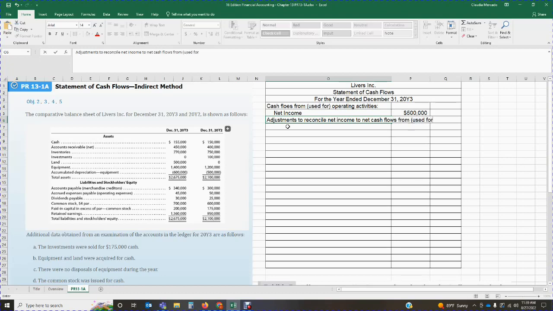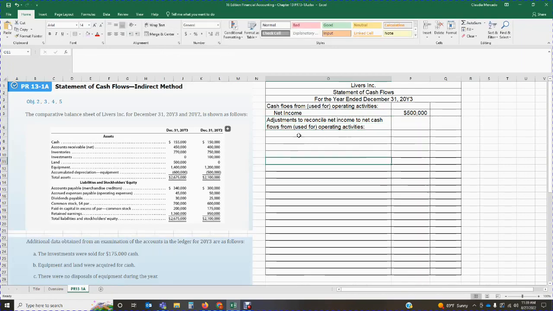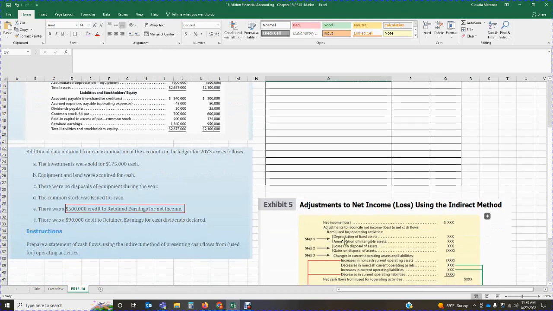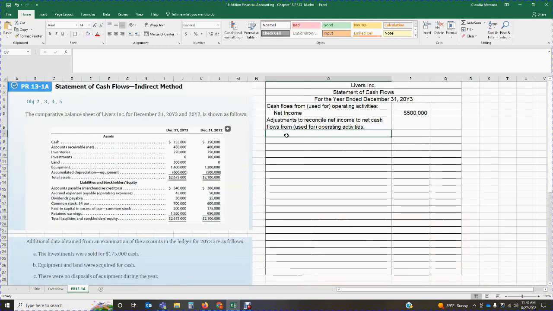Used for operating activities. So this is where we're going to have our adjustments. We're going to start off with our adjustments. Step number 1, we're going to add our depreciation and our amortization of assets. Do we have any depreciation of fixed assets? Do we have any amortization of intangible assets? That's step number 1. So the first thing we're going to look at is, do we have any depreciation?